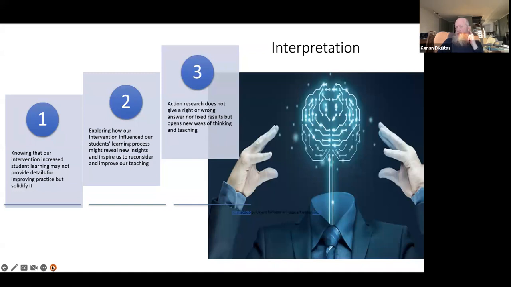And action research, the third thing before we start interpretation, it does not give a right or wrong answer, nor fixed results, because results might change when you give the question the next day or to the next classroom who participated in your intervention. But actually, if you want action research to give us new ways of thinking and teaching and learning, then we need to actually listen to the students. We need to collect different data.